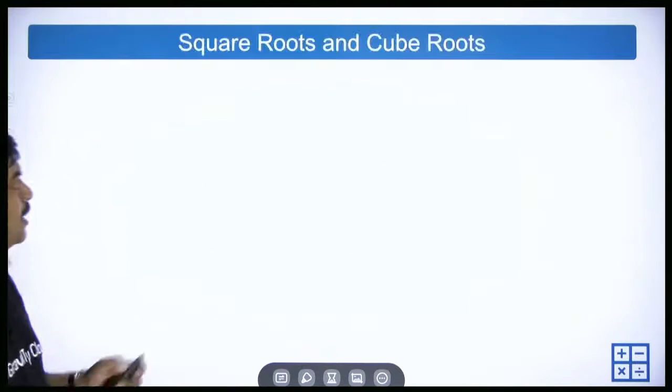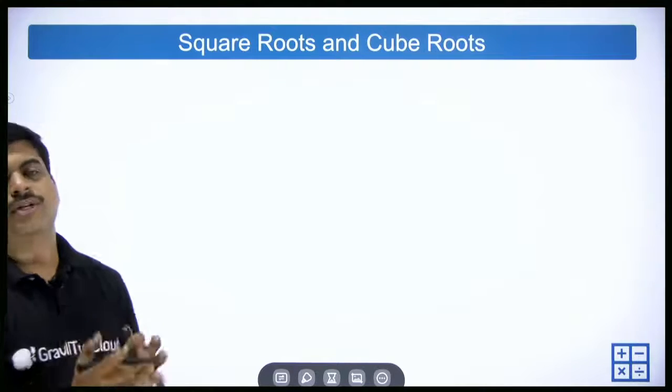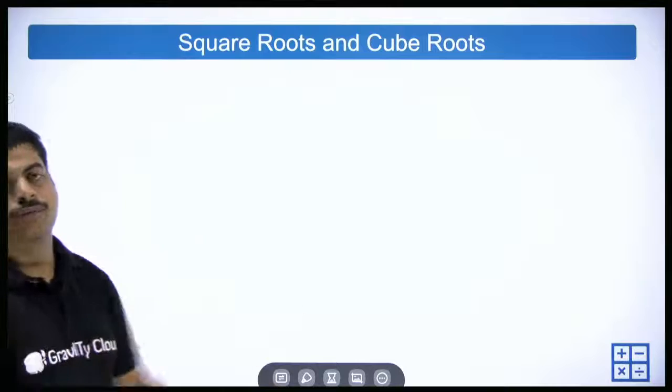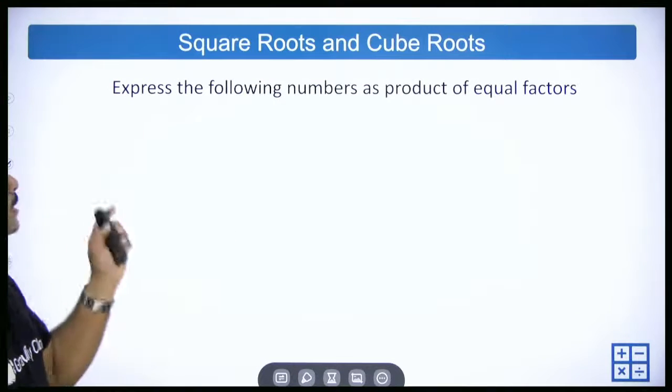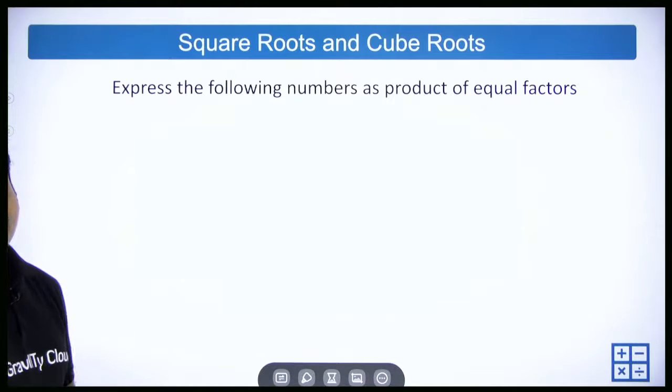Now let's try to understand square roots and cube roots. Before that, let's try to understand squares and cubes. Then we'll go forward to square roots and cube roots. In today's class, we're going to discuss squares and cubes. Okay, express the following numbers as a product of equal factors.